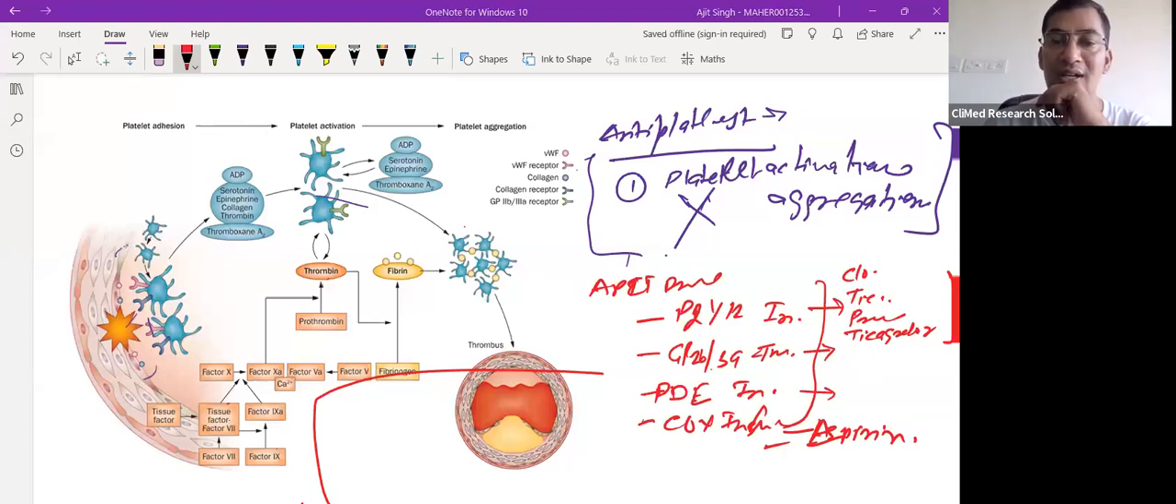Dipyridamole is a PDE inhibitor. GP2B3A inhibitors are tirofiban. Okay, perfect.